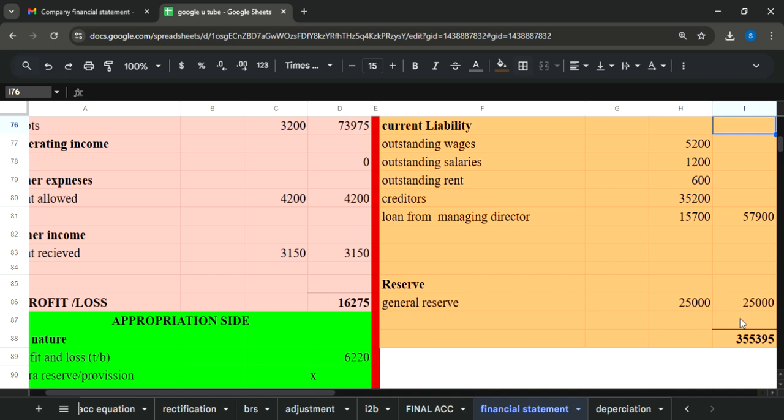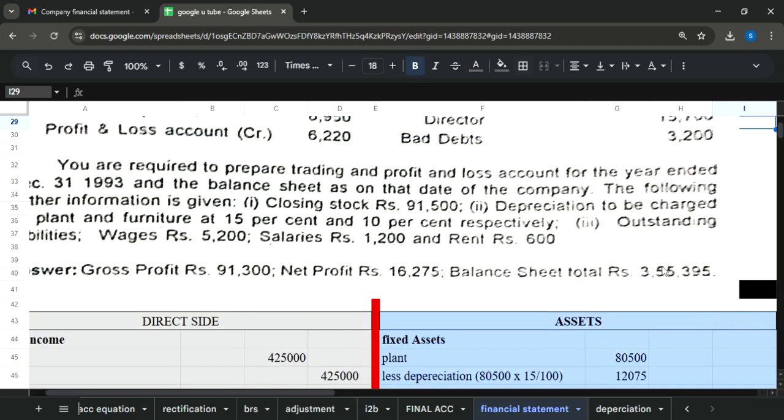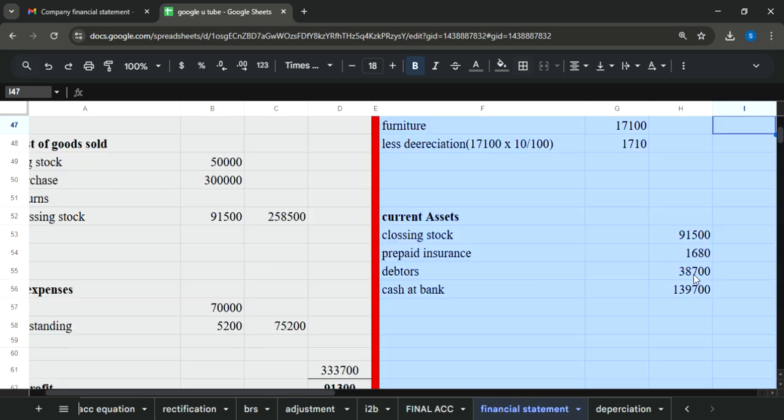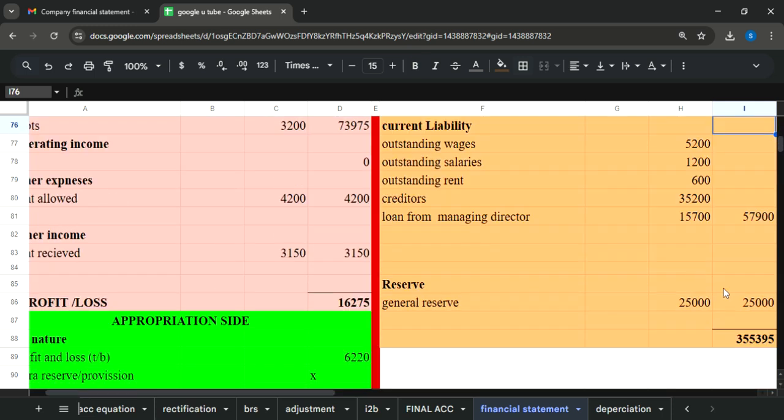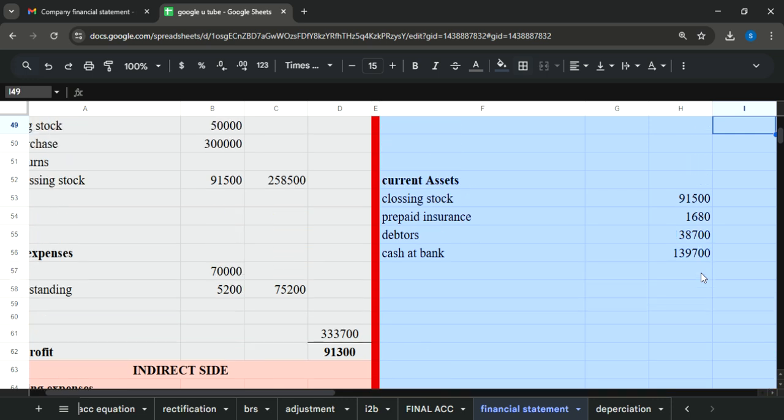That means it's the balance sheet answer. Liability side 355,395. Let's see what answer is given in your book. Look, 355,395 is our answer, and that is 100% matched. It means 4 out of 5 parts are completed. We will now be focusing upon the asset side.